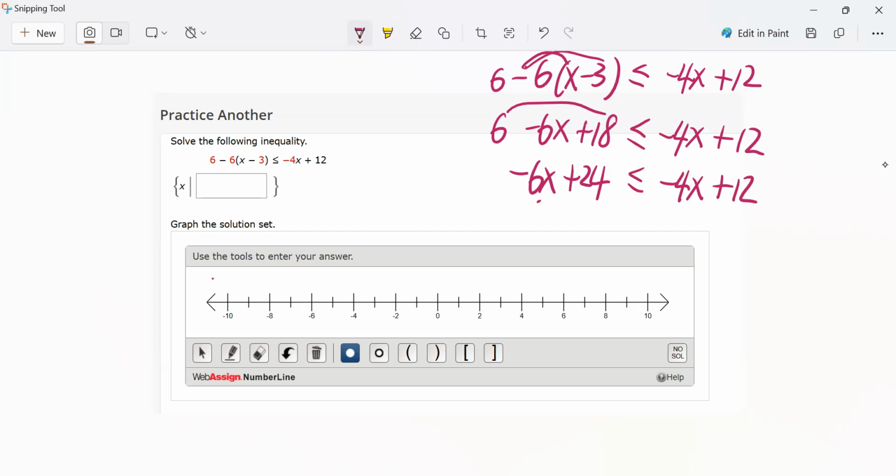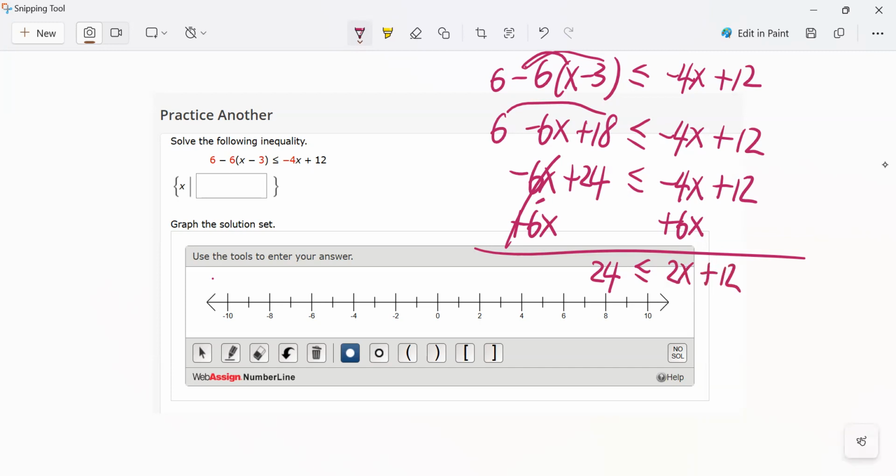smaller term, right? The coefficient is smaller, so you're going to add 6x to both sides of the equation. Just like equations, right? How we deal with the equations, pretty much the same procedure. So then we get 24. That's equal to 6x minus 4x, 2x plus 12.